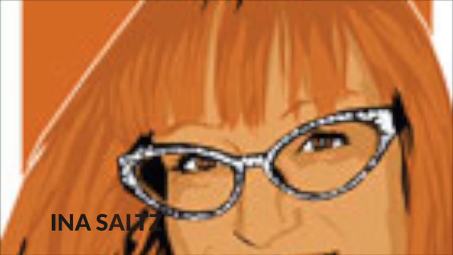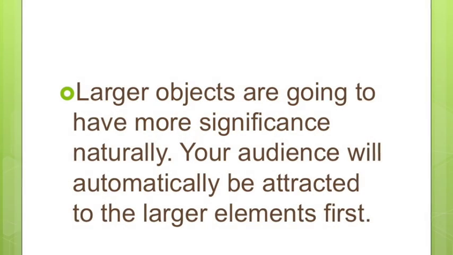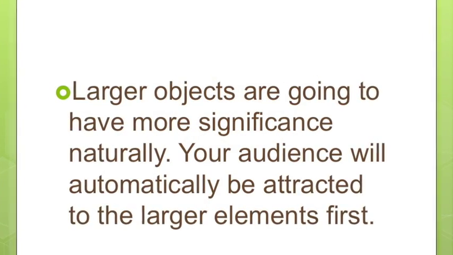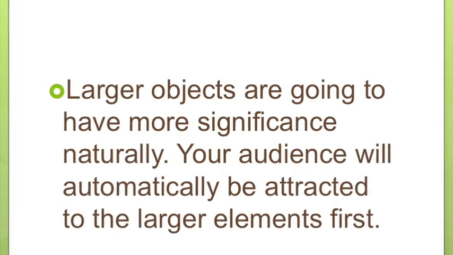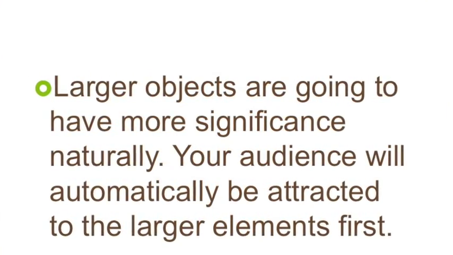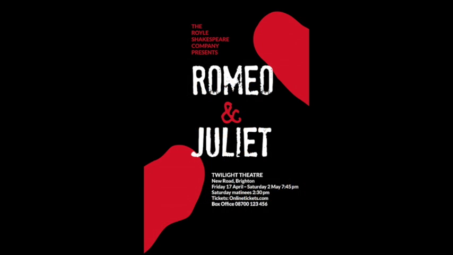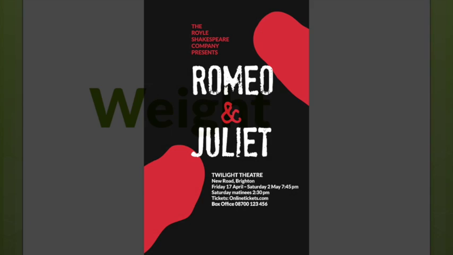Another way to create hierarchy is through size. As Ina Saltz puts it, bigger is better. Larger objects are going to have more significance naturally. Your audience will automatically be attracted to the larger elements first. It is very evident in this Romeo and Juliet poster. Although the headliner isn't at the top, the viewer is drawn to the largest type, which is in the middle.